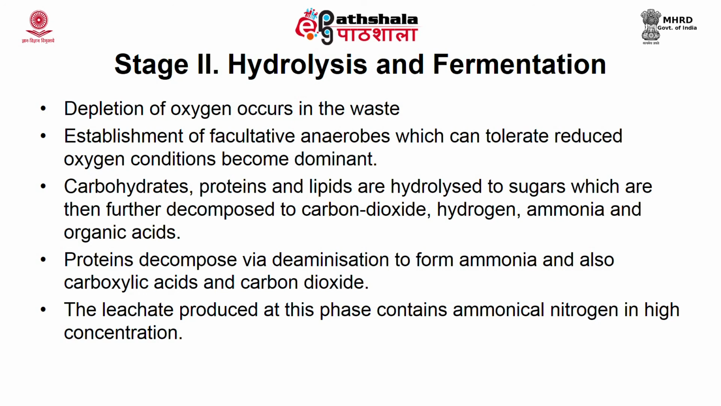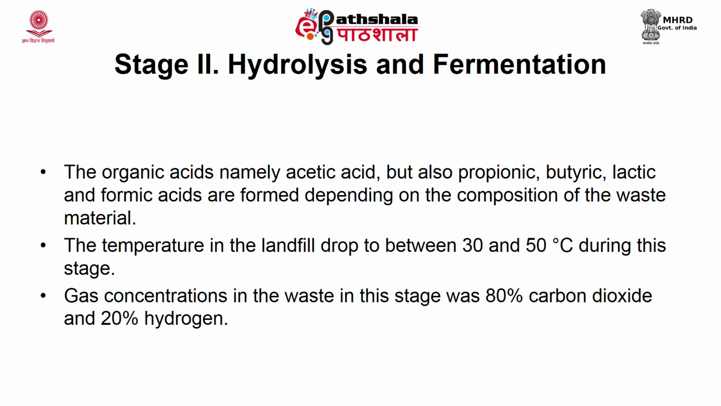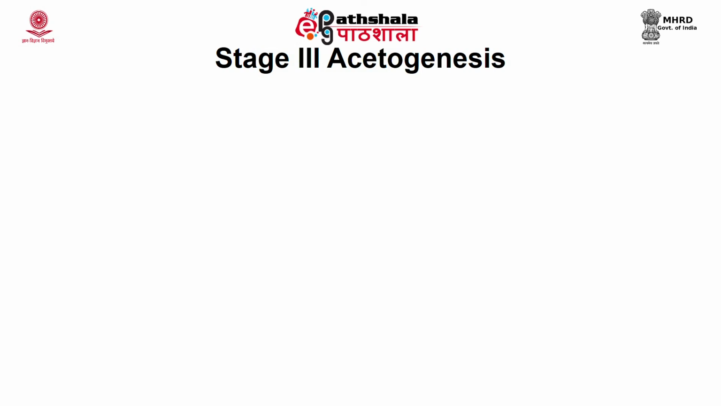So, after hydrolysis, where the complex material is converted into simple sugars, they are further degraded into organic acids like the volatile fatty acids, as I told you earlier, the butyric acid, acetic acid and propionic acid. These acids are produced, and the temperature in the landfill will start dropping. It will be in the range of 30 to 50 degrees Celsius at this stage, and the gas concentration at stage 2 will be around 80% carbon dioxide and 20% nitrogen. With this, stage 3 starts.